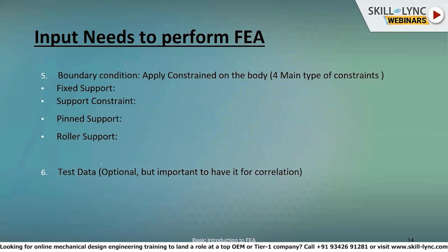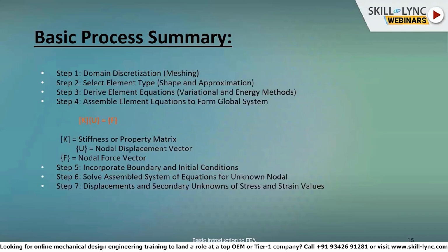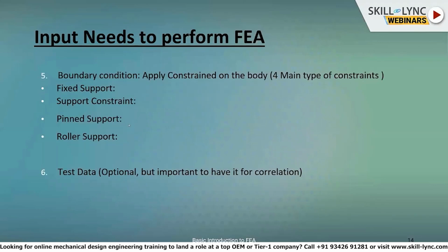Then we will need the test data. It is always good to have test data for validation purposes, because when you get your FEA results, it's always good to cross-check with the test data, so that you will be assured that whatever calculations you are doing are correct, or whatever assumptions you have considered are correct. And here also we say that with the test data or with the hand calculation, plus or minus 10% error is acceptable, but it is always good to have less error than that. So these are the basic input requirements for the FEA.